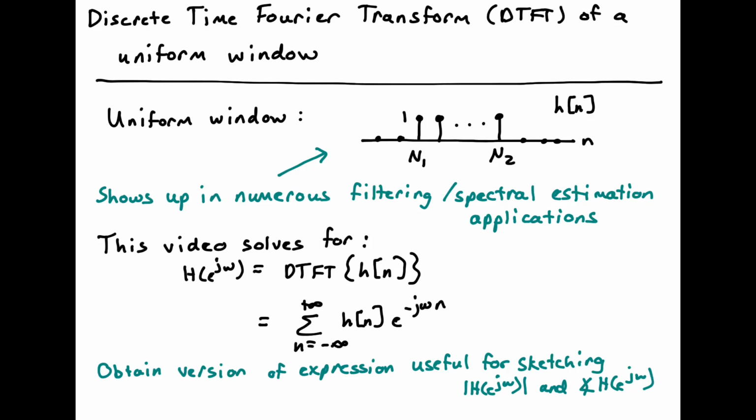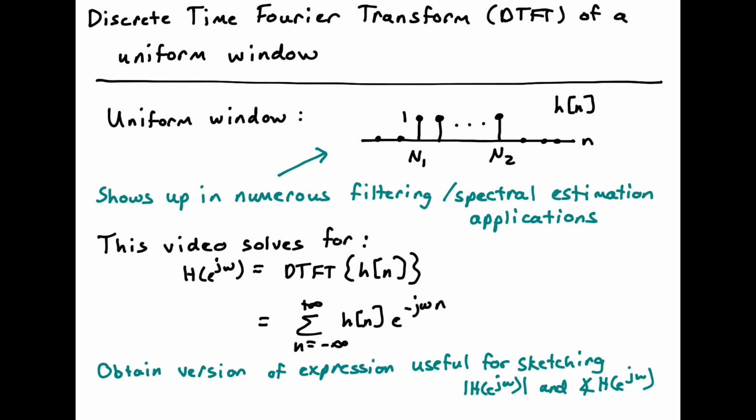Hello everyone, and welcome to a video on solving for the discrete time Fourier transform, or DTFT, of a uniform window. I've sketched the uniform window here. I'm calling the uniform window h of n, and it's equal to 1 between n1 and n2 and 0 outside of that. The uniform window shows up in numerous filtering and spectral estimation applications within digital signal processing, so it's really important that we know how to calculate its DTFT quickly.